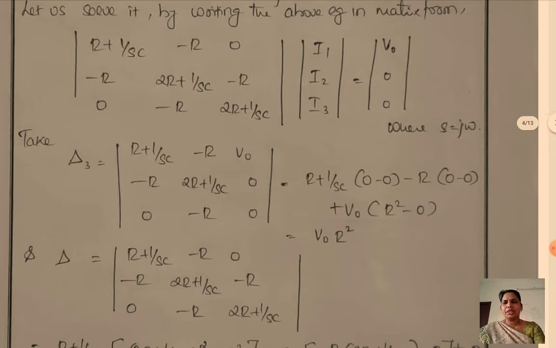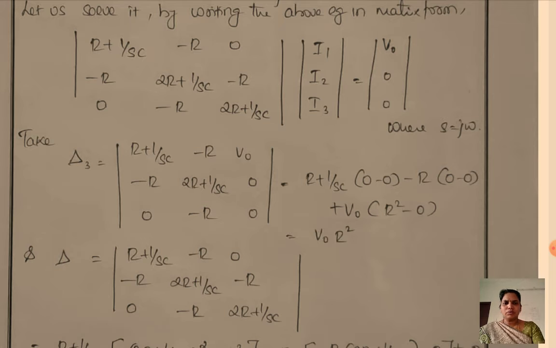So here I am going to take delta 3. Delta 3 is nothing but the third column replaced with the right hand side of the equation, so that I can find the solution for the gain, as well as satisfy the Barkhausen criteria. So I have taken delta 3 as the first column as it is, second column as it is, whereas the third column is replaced with the right hand side of the equation, which is V0 0 0. And I am going to find the value of this matrix.